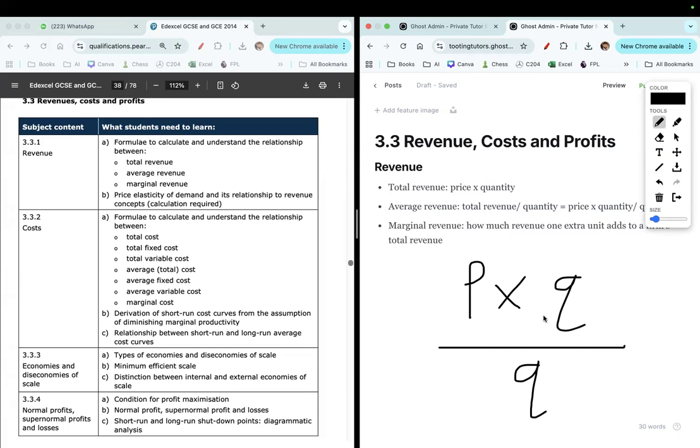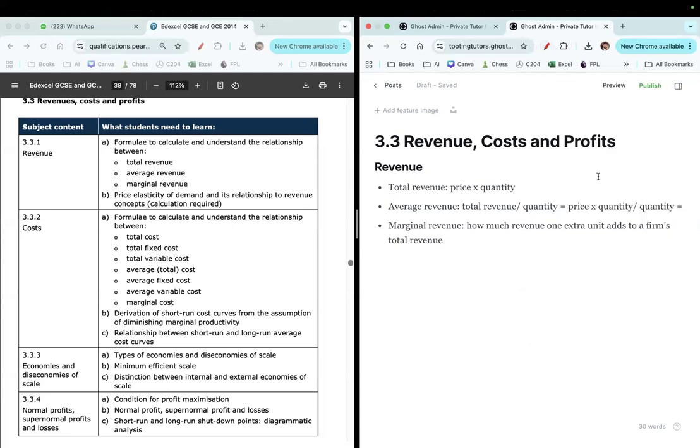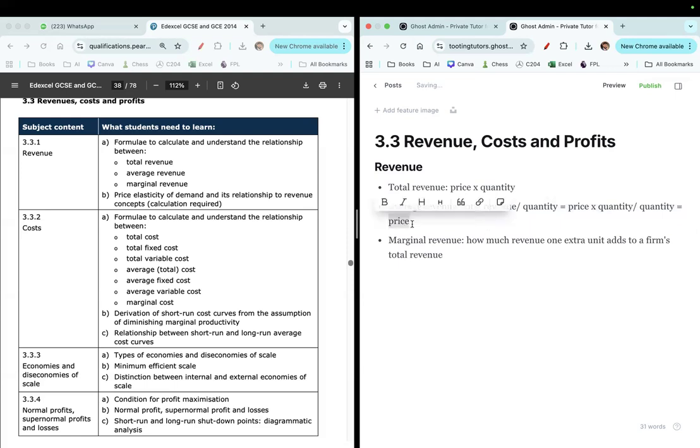Yeah, Adam, what do you think? I'm not quite sure if I'm honest. Even if you don't do maths, say if you do 2 times 3 and then divide it by 3, what would you end up with? You just end up with 2 again, right? Yeah. Because you're timesing it by 3 and then dividing it back by 3. So it's the same thing here. If you have a price and then you times it by how many there are, and then you divide it by how many there are, you're just going to end up with price. Okay? So all this is saying is that your average revenue is actually just your price.